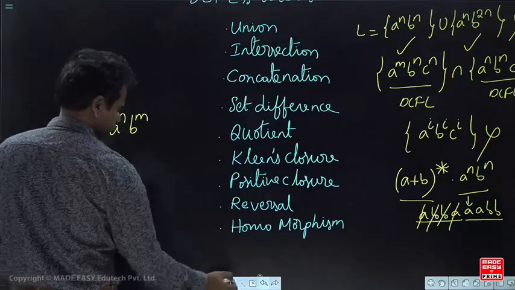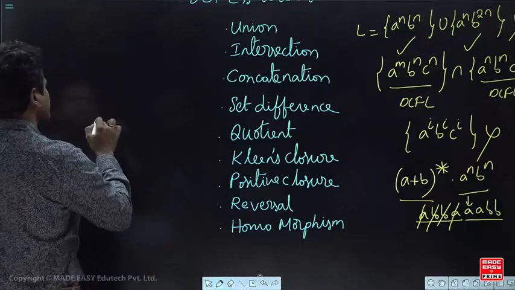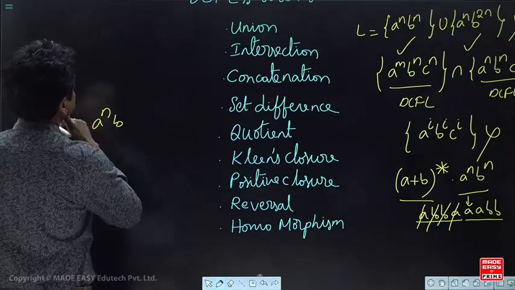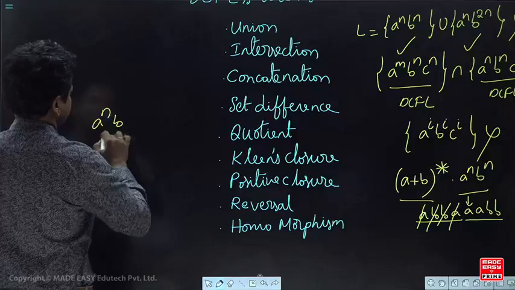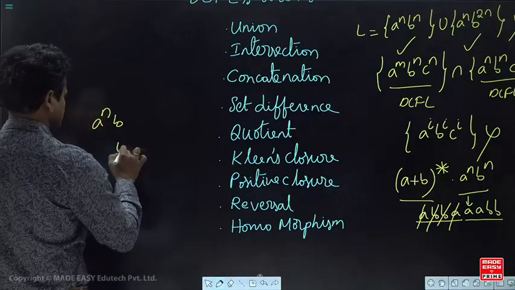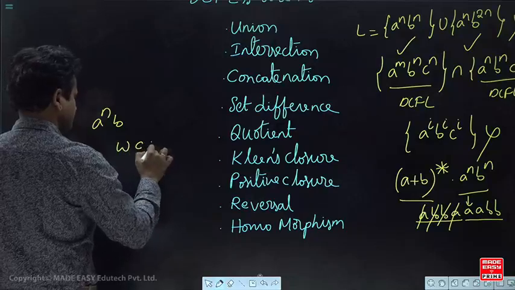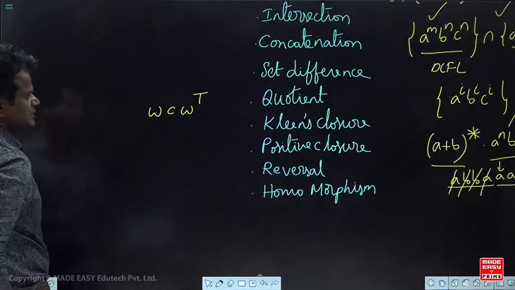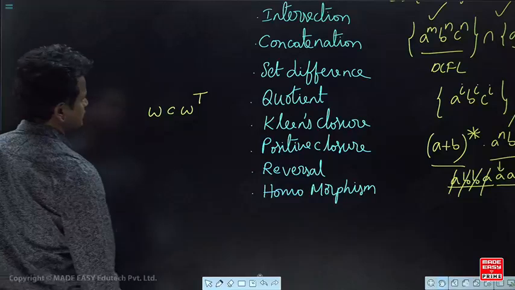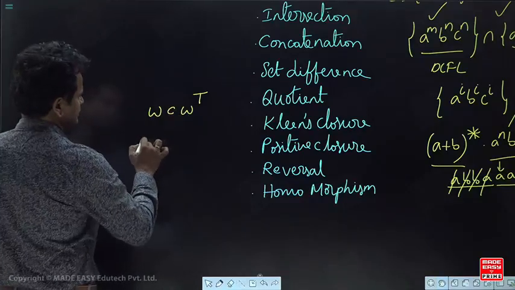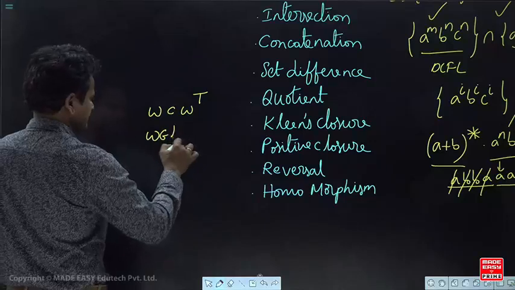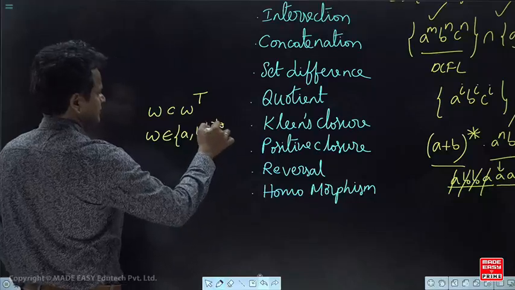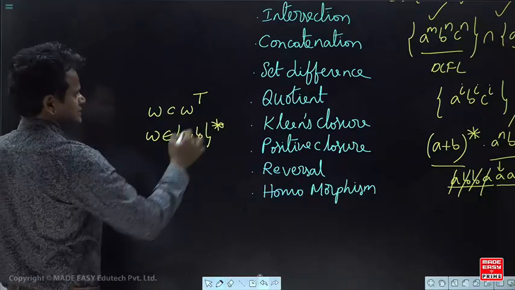This is, I'll tell you the best example. A power n b power... okay, WCW transpose. Example, there is a language like this, the WCW transpose. Then W is, suppose, (a plus b) whole star. This is DCFL.